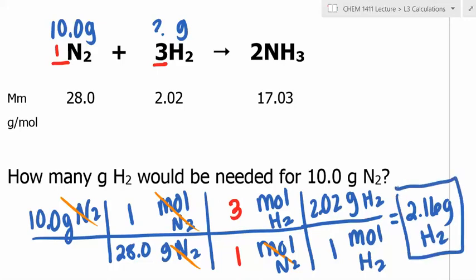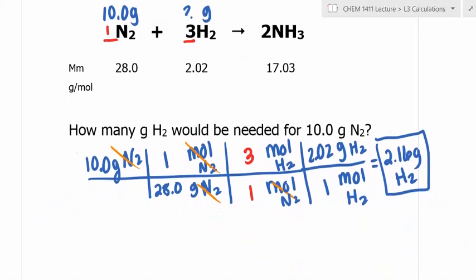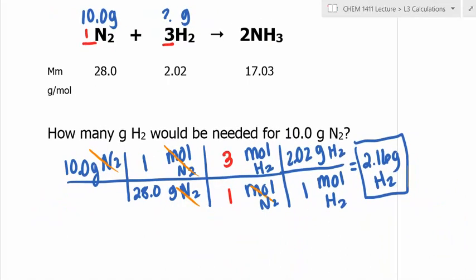Okay, a few things I want to point out about this that are important. First of all, notice that when I wrote this, I said moles of nitrogen, grams of hydrogen. I told the compound or the element in all of these steps. I kept track of that. And that's because this problem involves two different substances, and I need to make sure that I'm not canceling grams of nitrogen and grams of hydrogen or whatever.